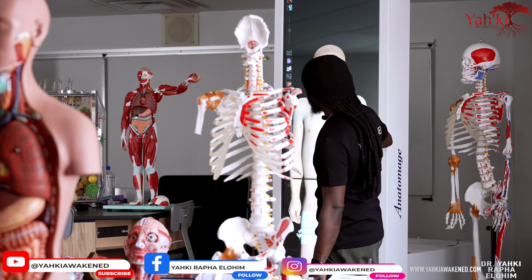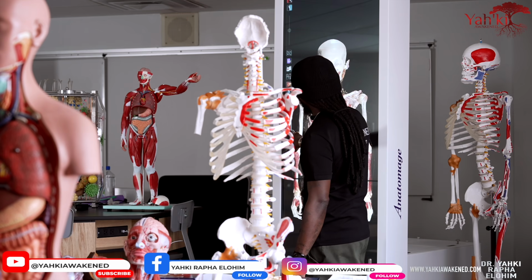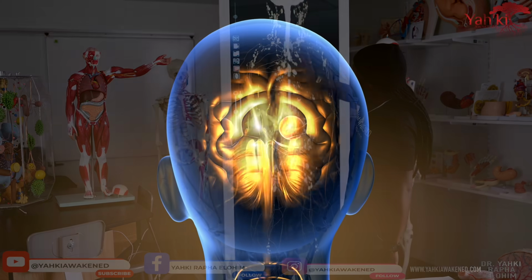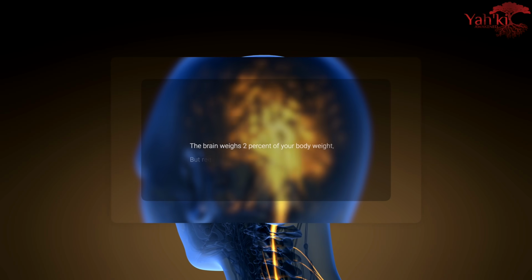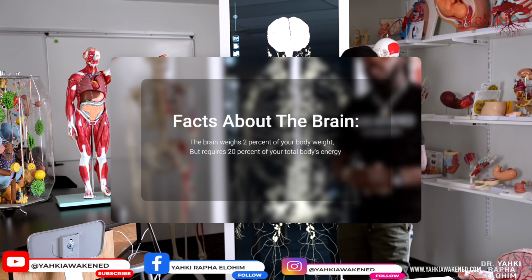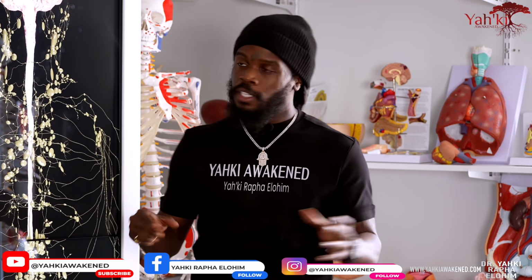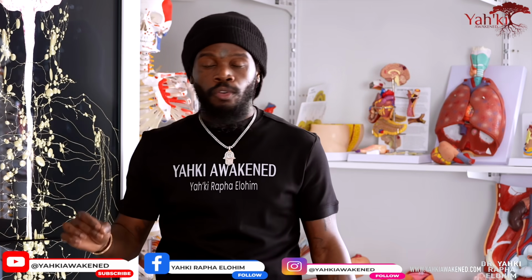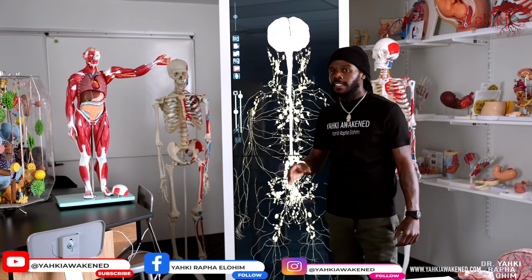So what we're going to do is pull down our cadaver, go through here, and go all the way down to the brain. So this is the brain right here. The brain is made up of so many cells and tissues. In fact, the brain only weighs 2% of your body weight, but it requires 20% of your total body energy. Let me say that again. The brain only weighs 2% of your total body weight, but it requires 20% of all of your body's energy.